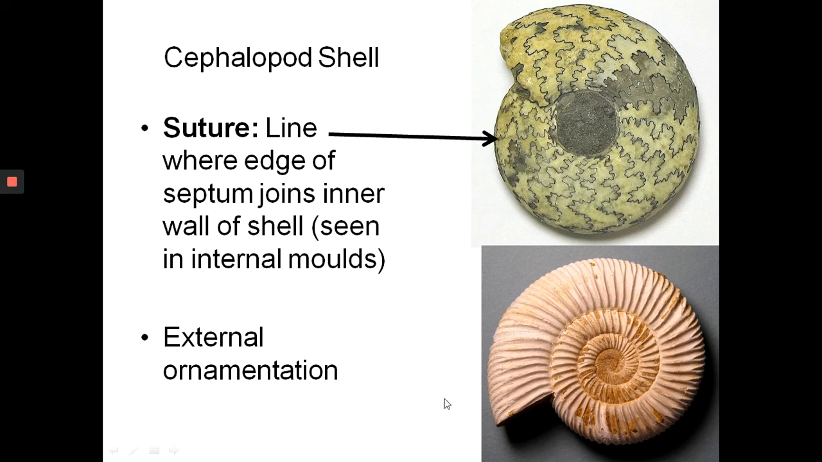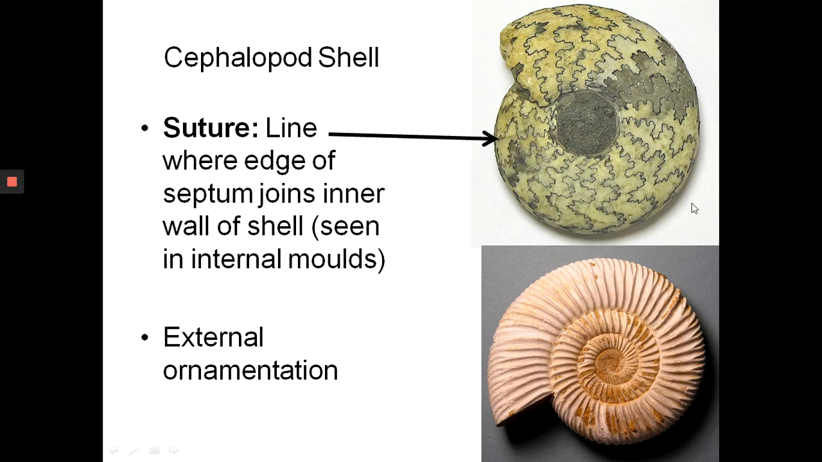In this case, you have a cast. You have a cast, so you don't really see the septa, right? Because the septa are inside, so you only have a look at what is outside, the external ornamentation. In this case, you have lots of ribs. So remember, these are not the septa; these are just ribs caused by growth of the shell. Okay, so that's a coiled shell of a cephalopod.